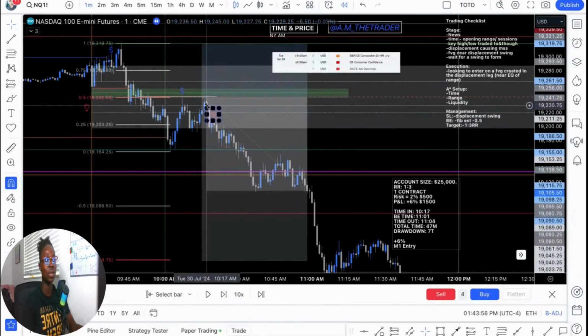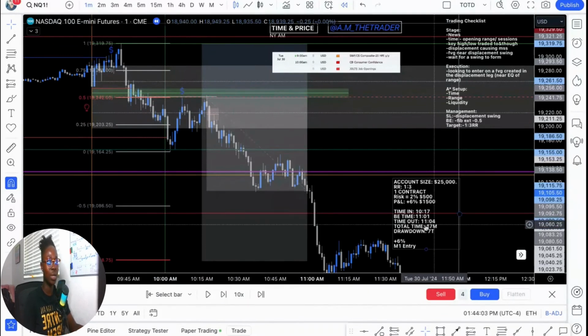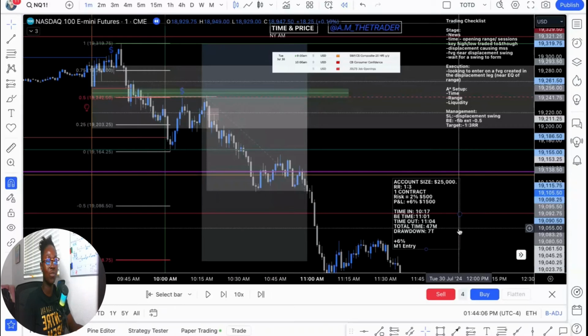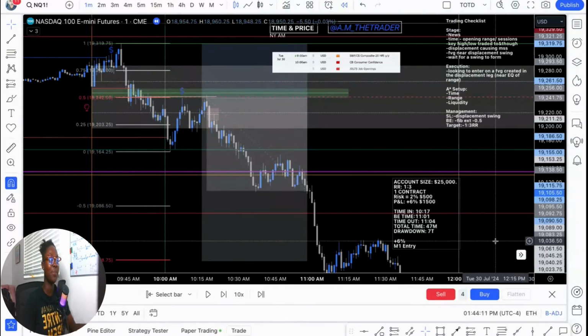You would have been tagged in this trade at 10:17, breaking even at 11:01, taking out that trade at 11:04, a total time of 47 minutes in this trade. Drawdown in this trade was 7 ticks or 6%, bagged and tagged.